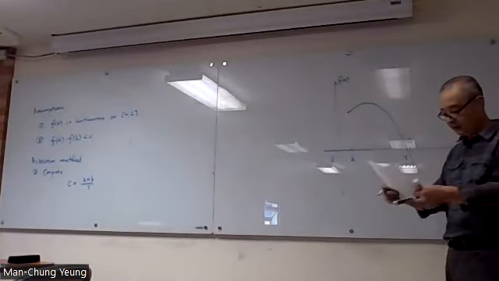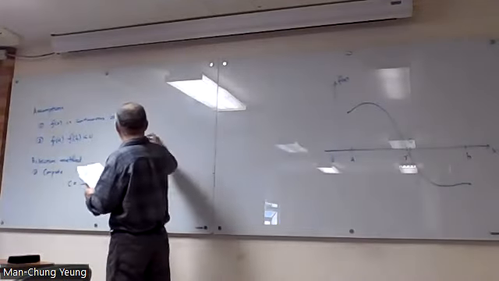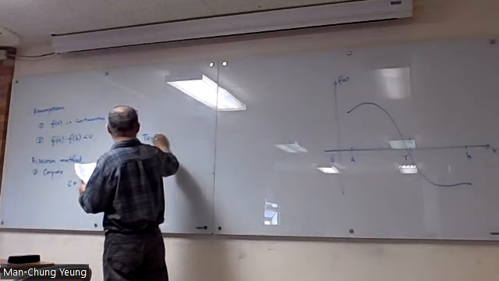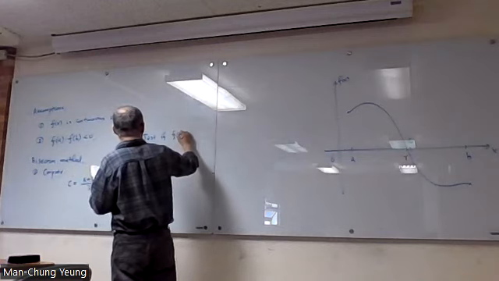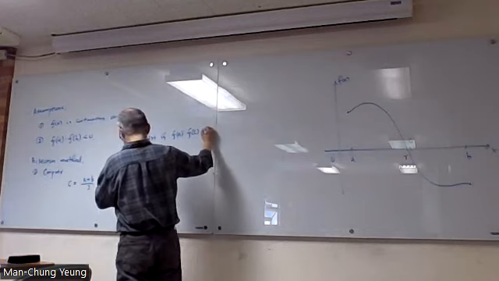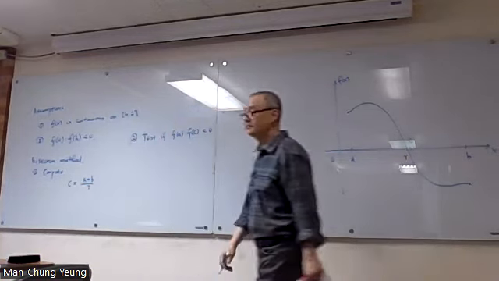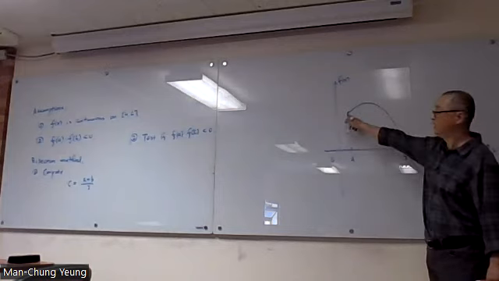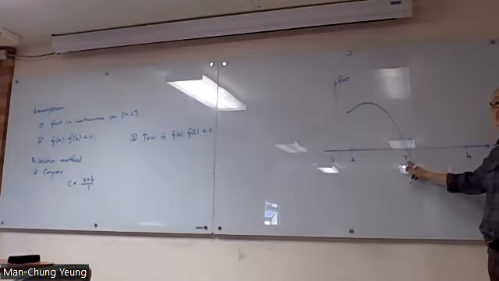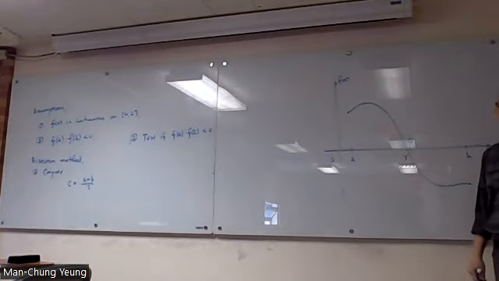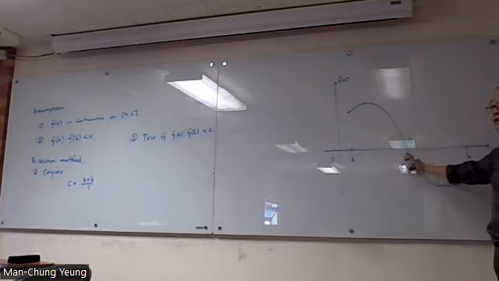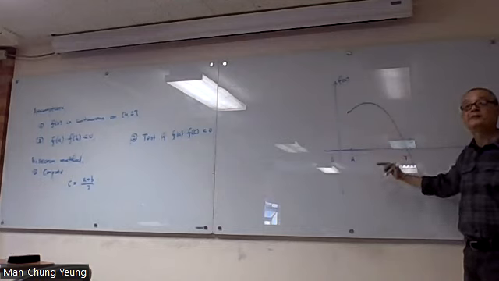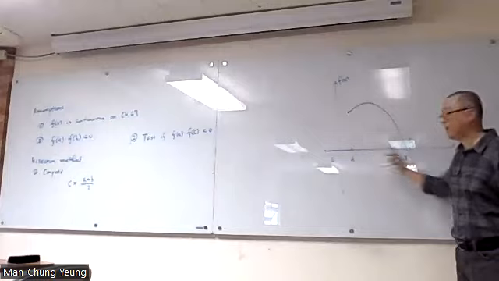Now, step two. Test if f of A times f of C is less than 0. Yeah, in this case it is yes. Is f of A positive and f of C negative? Yeah, this case. If this is true, then the unknown root is in the left half interval. It's between A and C, right?